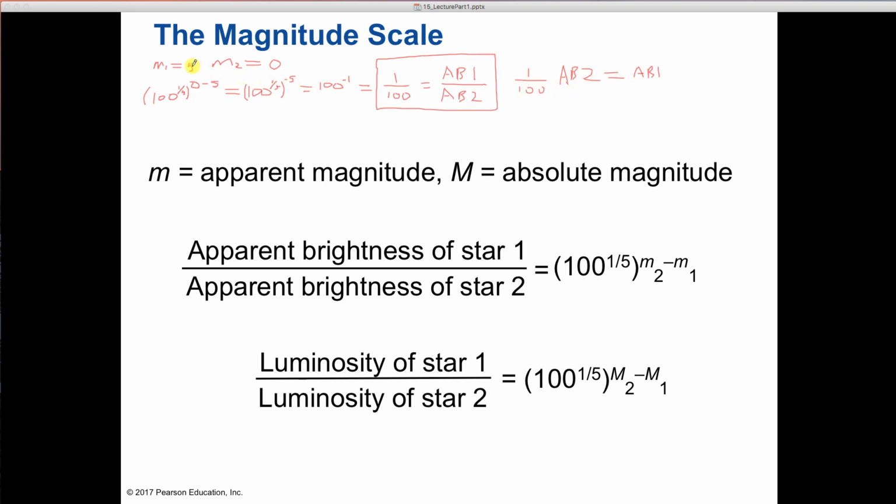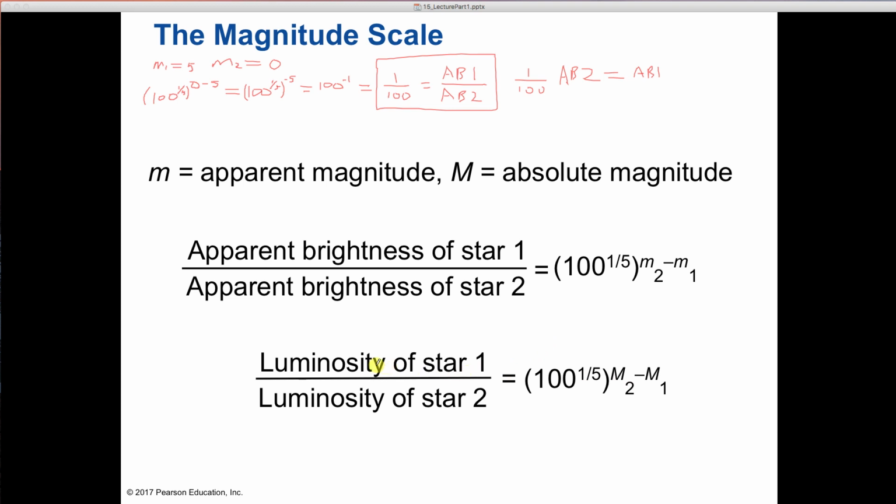And so a difference in magnitude of 5, 0 to 5, or any two magnitudes where the difference is 5, the apparent brightnesses differ by a factor of 100. One star is 100 times brighter than the other, apparent brightness in this case. So that's how you use these equations. In the first one, again, it's just comparing the apparent brightnesses of the two stars. And so for that, you look at the difference in the two apparent magnitudes. And the second equation is exactly the same thing.